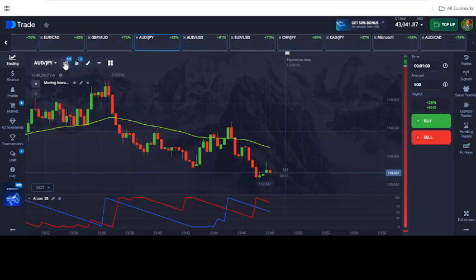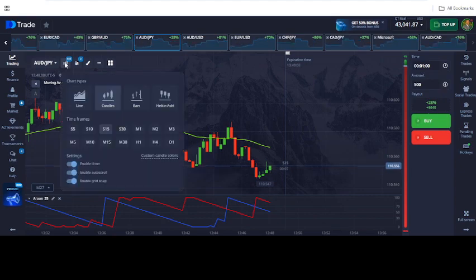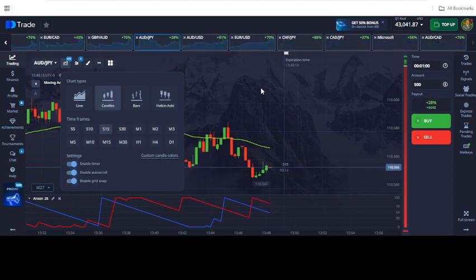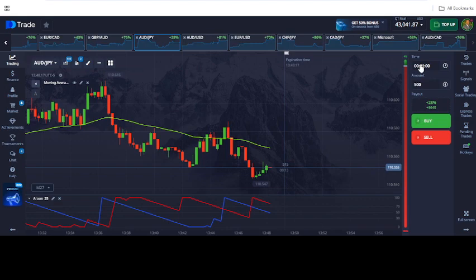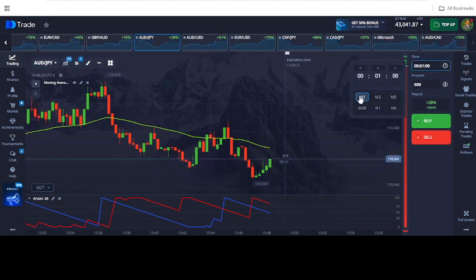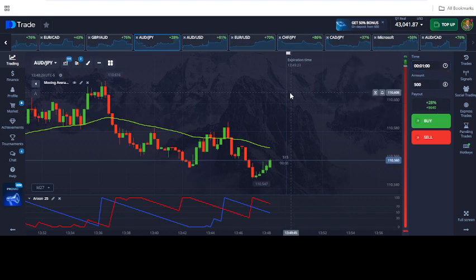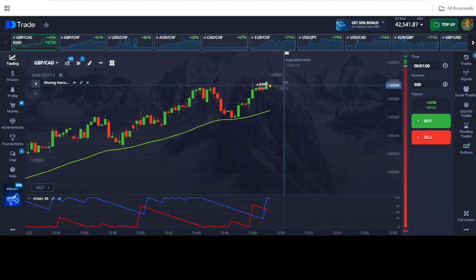For my candlestick chart, I have my candle set to 15 seconds, regular Japanese candles here. For my trade timer, I have it set to 1 minute, so I'll be taking fast 60-second trades. Okay, so I'm going to pause the video and look for some setups.